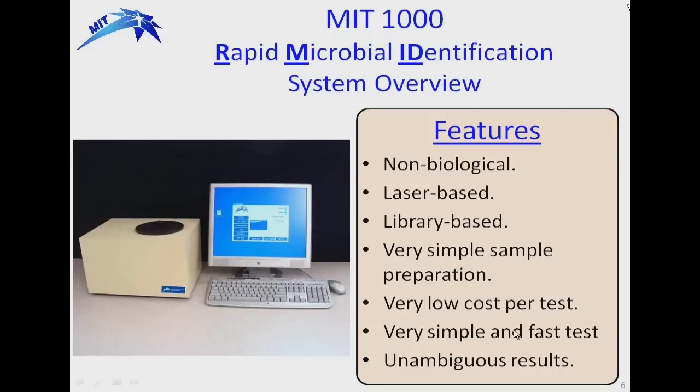Once the sample is in the system, beginning the test is a one-button click on the graphical user interface. Identification test time is very fast. Typical test times are less than 5 minutes, and some tests are as fast as 30 seconds. The system provides unambiguous results. Secondary refining tests are not required. I'll say much more on each of these features in the following slides.